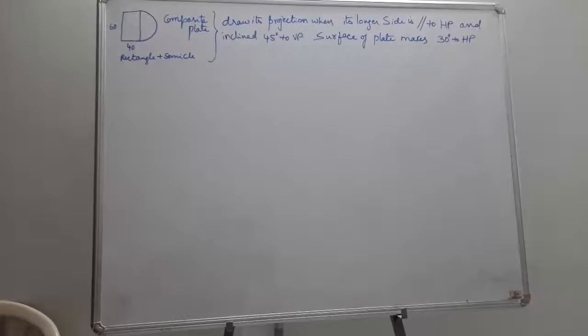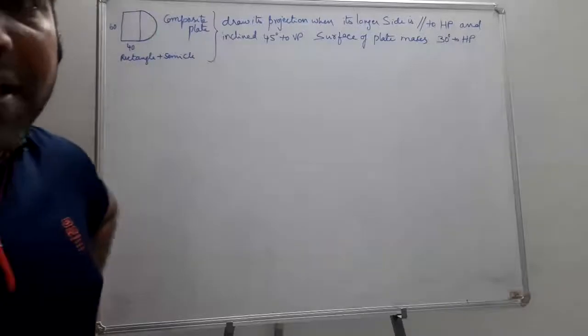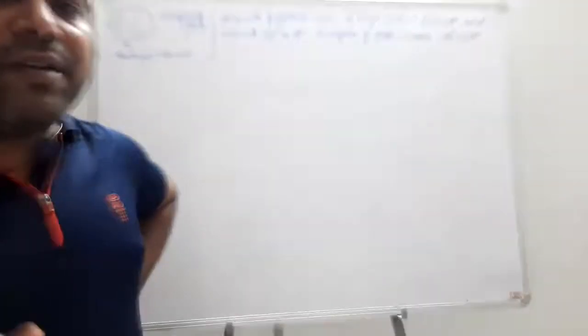Students, have you understood the problem? So given the plate, which is named a composite plate, that means a rectangle and a semicircle joined together. Consider a rectangle of 60 by 40 and the semicircle is going to be joined on the longer side, that is the 60 side. So draw its projection when its longer side is parallel to HP, and inclined 45 degrees to VP. The surface of the plate makes 30 degrees to HP. Always we have to consider surface inclination only for the simple position.